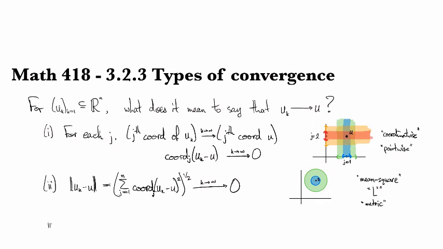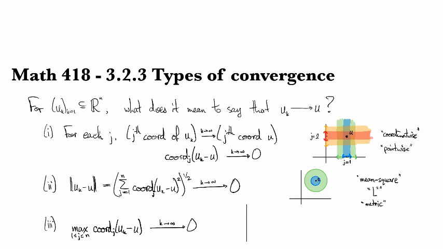And then there's a third way. The third thing would be to say, let's look at the maximum coordinate difference. So we'll look at the maximum difference between the jth coordinate of UK and the jth coordinate of U, right? Does that maximal coordinate difference tend to 0 as we take terms further and further out in the sequence?